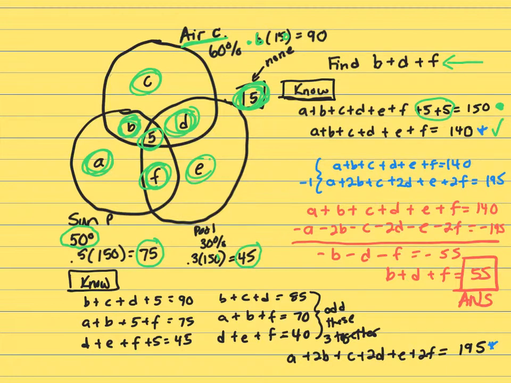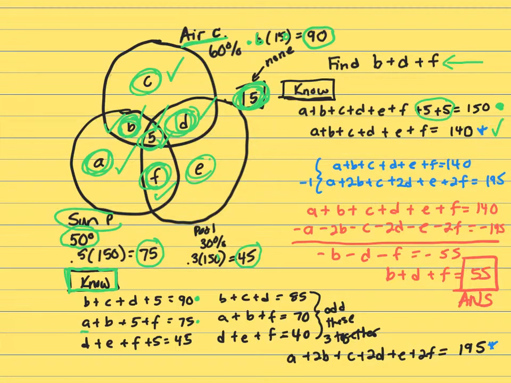Okay? All right, now come to the bottom, what we know here. We know that there are 90 homes that have air conditioning. So that means this C plus B plus 5 plus D must give me 90. And then 75, that's the sun porches. That means A, this B, this 5, and this F have to sum up to 75. And then pool, I've got 45 of them, so add those pieces up.